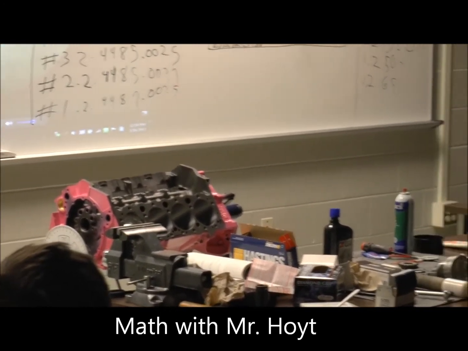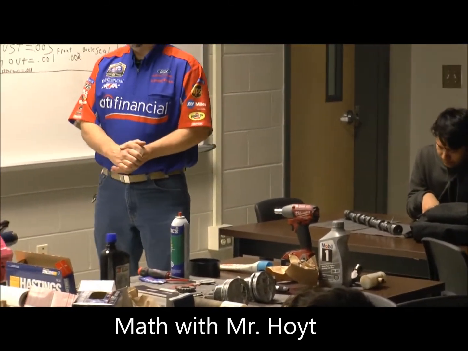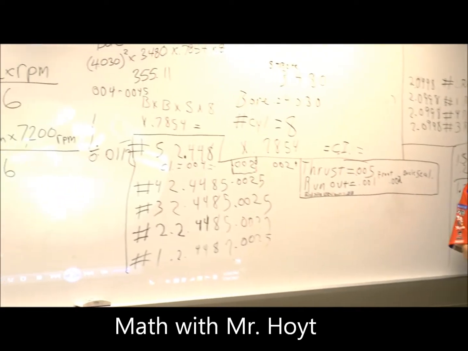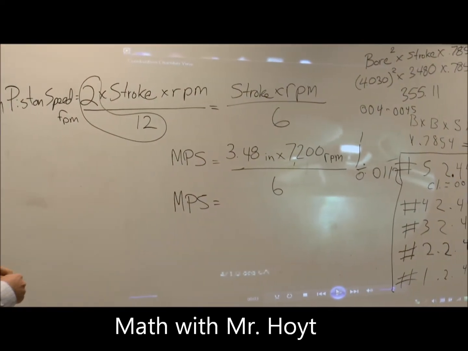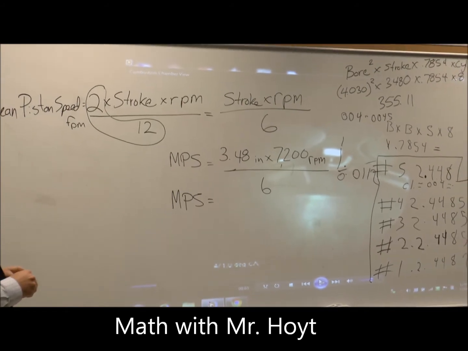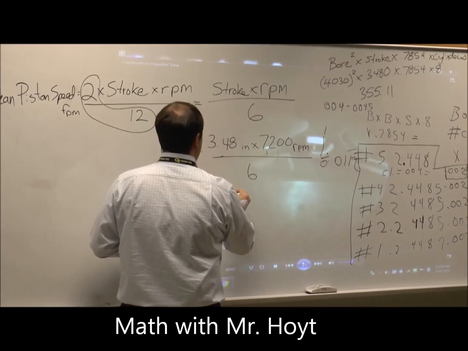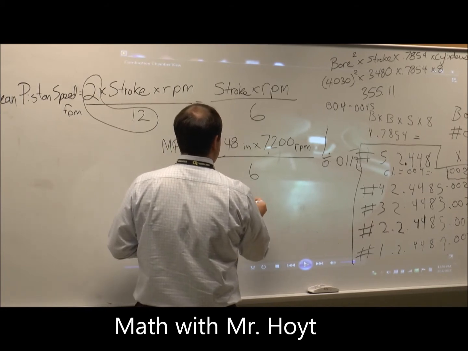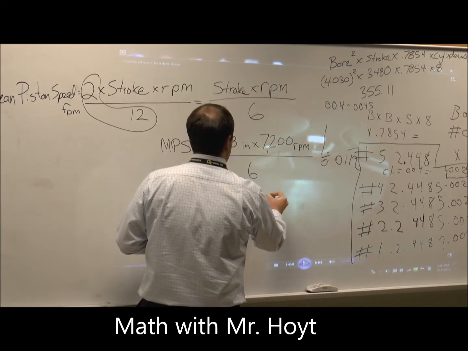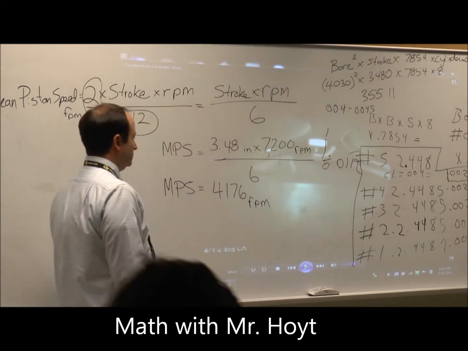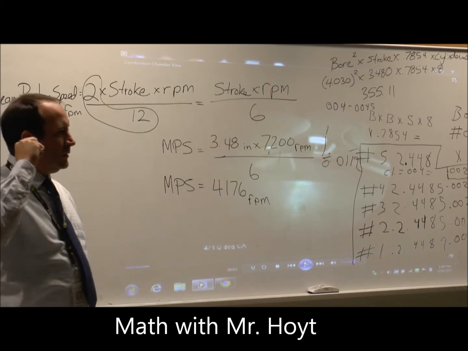You're going to need a calculator or something. Yep, pull it out. You can't do this on your fingers. 4,176. Oh boy. Anybody want to confirm that? Yeah, that's right. 4,176. Yeah. Feet per minute. Okay. Let's move on with it.